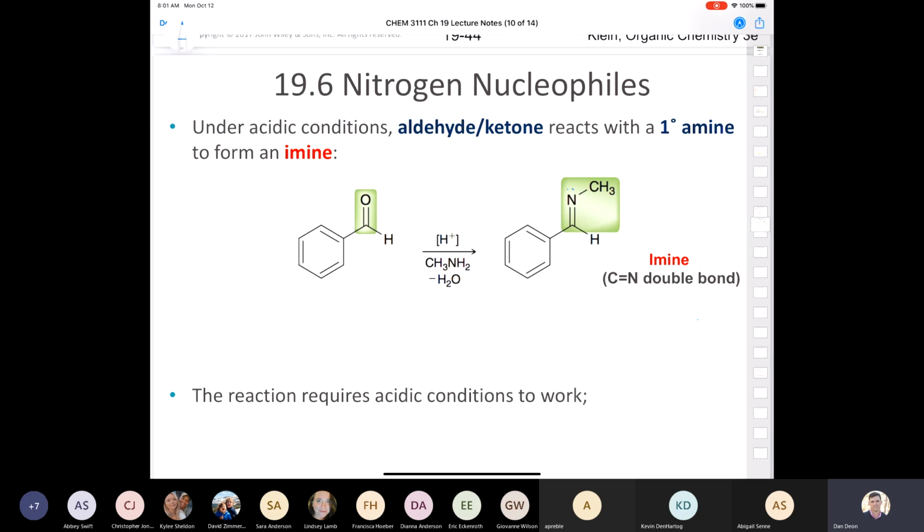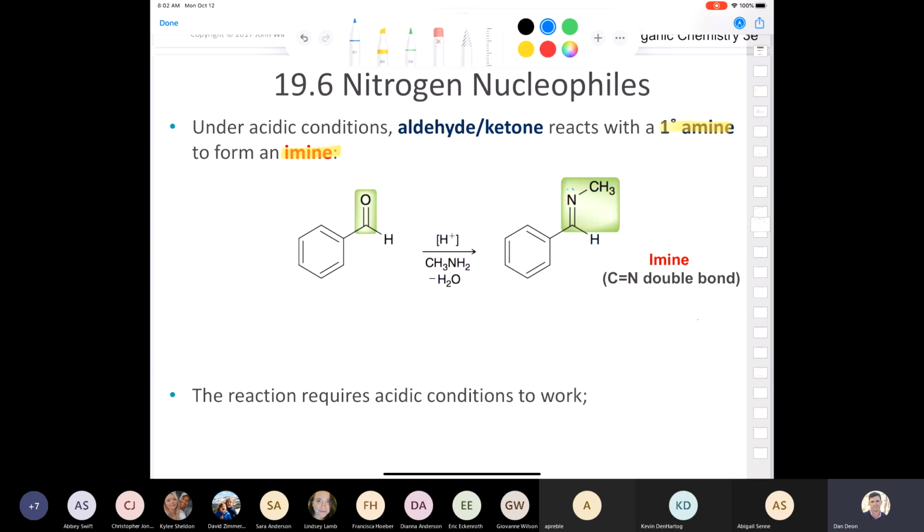All right, section 19.6. It says here that under acidic conditions, an aldehyde or a ketone can react with a primary amine to form an imine. And I think it's key that you remember that when you form this new functional group called an imine, the reaction only occurs with a primary amine. And what we're going to see in a few slides is that when you react an aldehyde or a ketone with a secondary amine, you get a different kind of product.